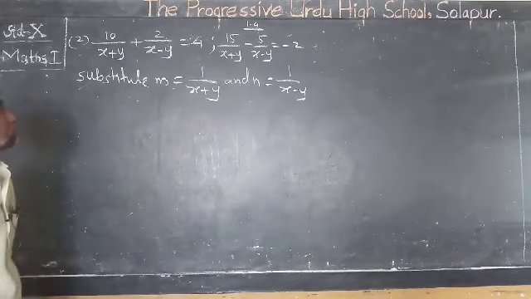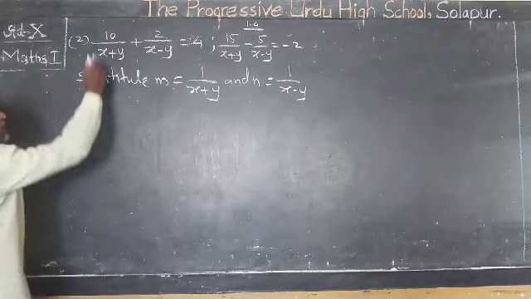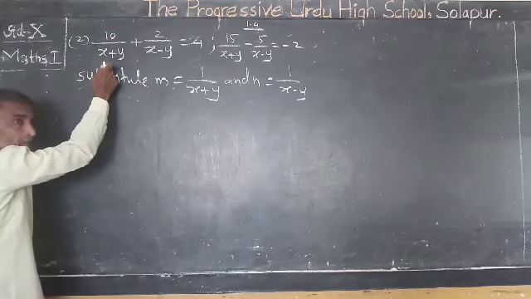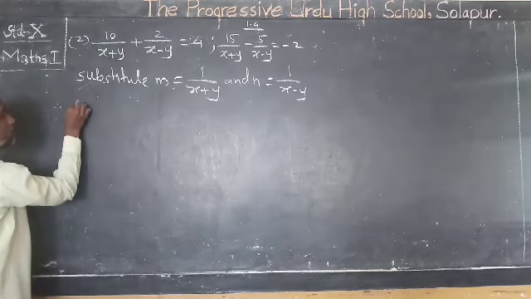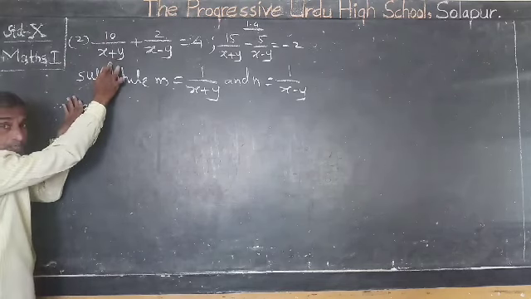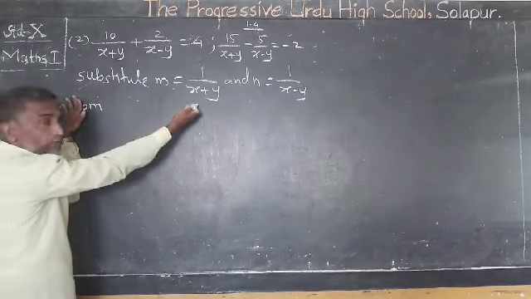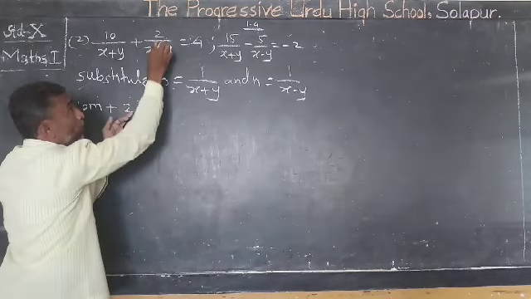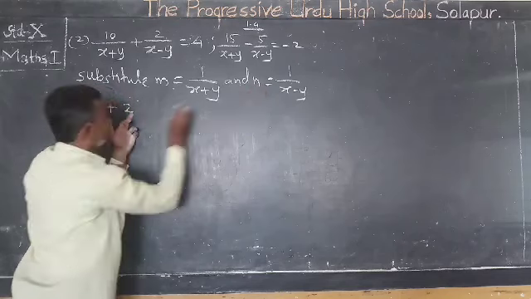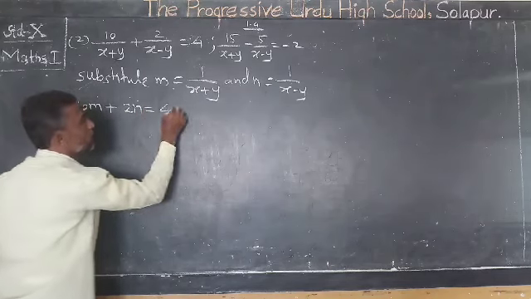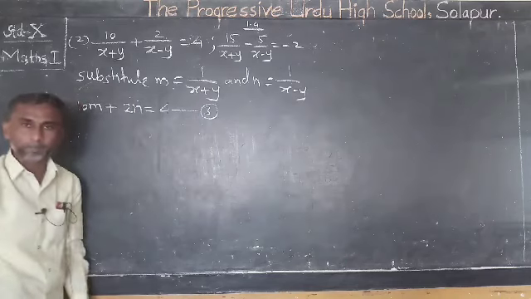I am going to put, this is the first equation. 10 upon x plus y means 10 into 1 upon x plus y. Therefore, it will become 10m. 10 as it is. 1 upon x plus y means m. We have substituted. Plus 2 as it is. 1 upon x minus y means n. 2n is equal to 4. This is equation number 3.